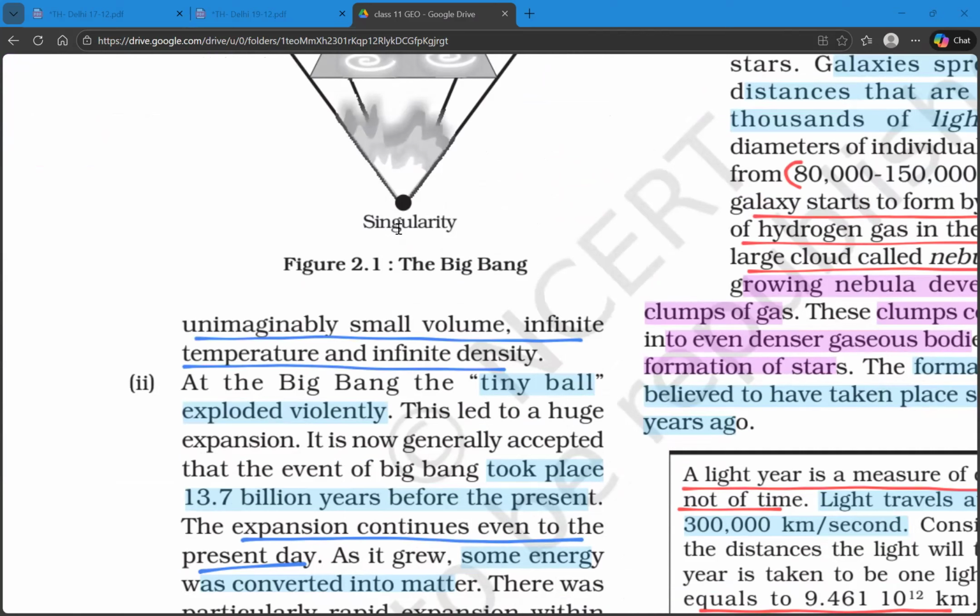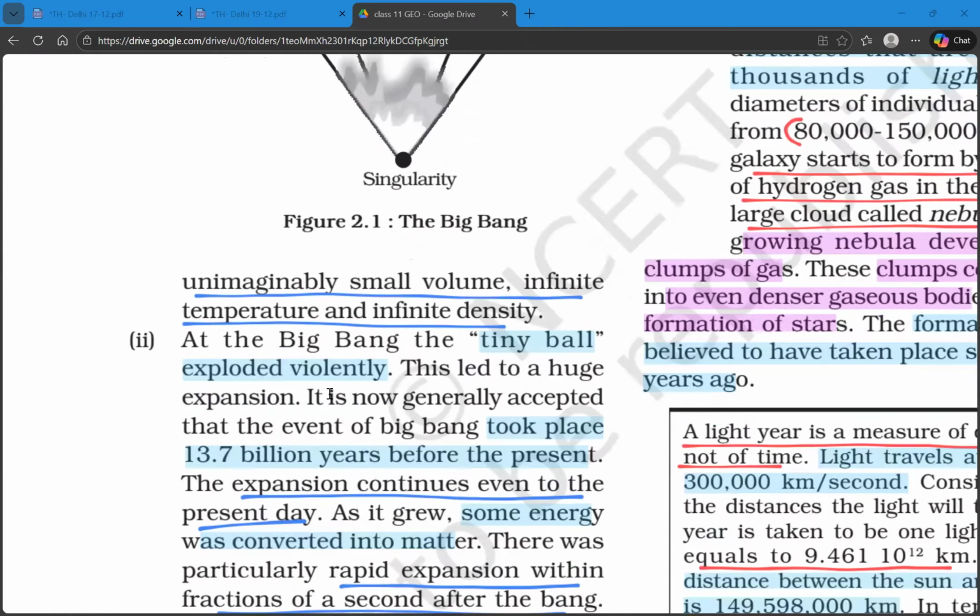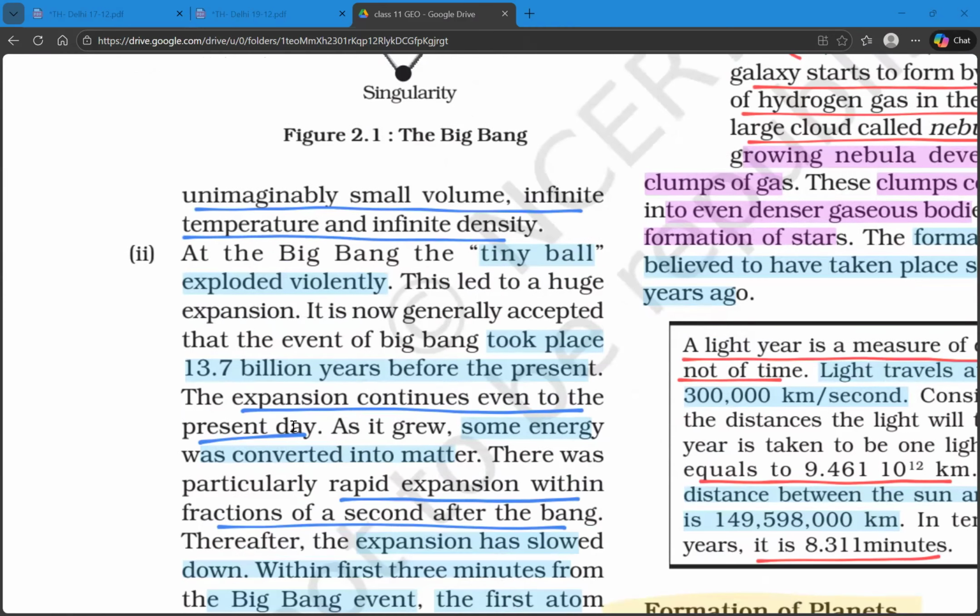What happened? At the time of Big Bang, this singularity had exploded violently. This led to a huge expansion. It is now generally accepted that the event of Big Bang took place 13.7 billion years before the present. So when did the Big Bang take place? It has taken place 13.7 billion years before the present. But the expansion continues even to the present day.